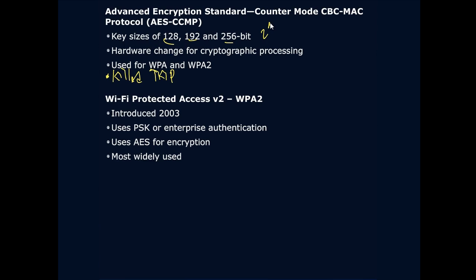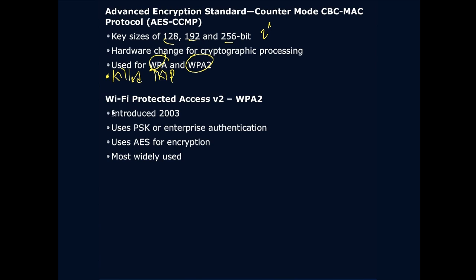We had to change up our hardware a little bit. We couldn't use the same old hardware. This is the first time we weren't backwards compatible. We had to move to newer hardware in order to implement this. This can be used for WPA and WPA2. We can backwards use it, but why? If you have access to WPA2, more secure, why not use it?